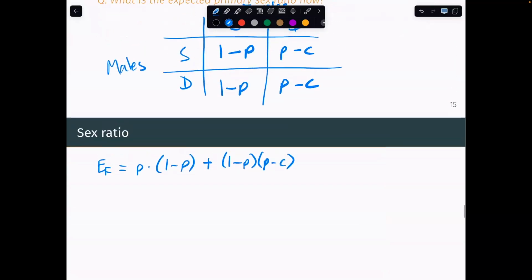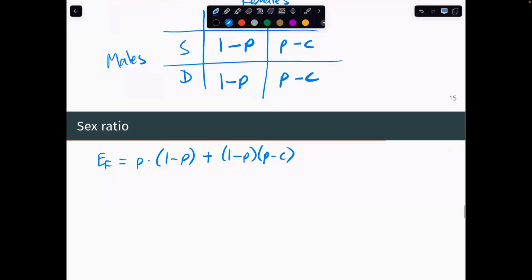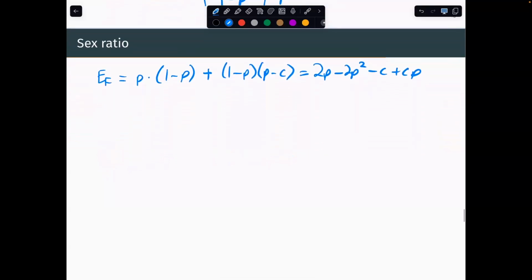So here, this is the frequency of females that are produced times the cost. Or the payoff here, you can think of it, the payoff minus the cost. Okay, so expanding this out, we get 2p minus 2p squared minus c plus cp. Expanding things out in terms of p.